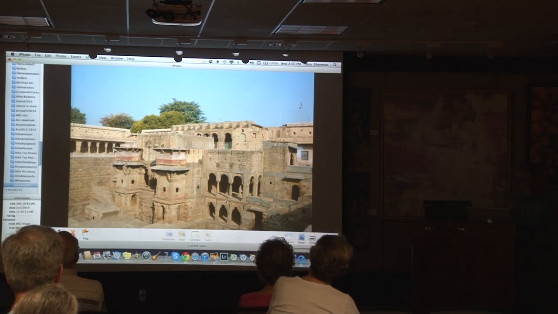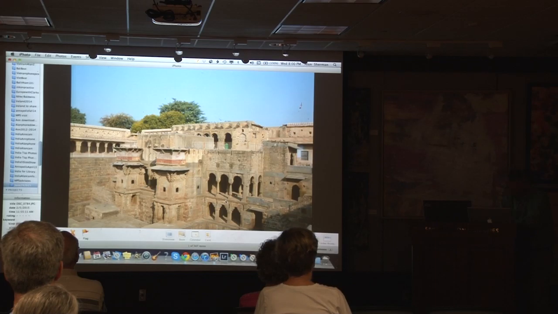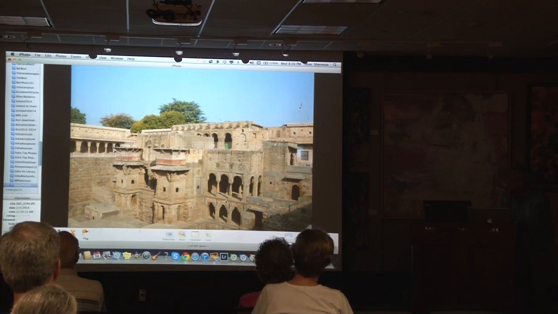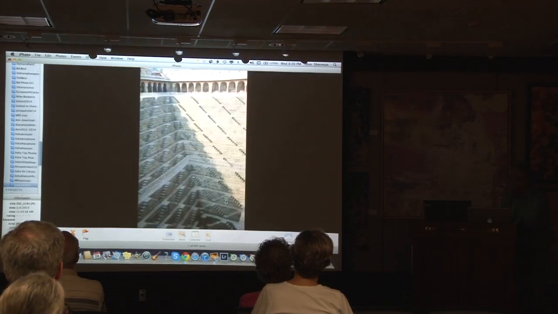Another place that was brand new to me was something called the Stepwell. I don't know how old this was. It's like 9th century. And it was a complex that included a well that filled up with water. People used it in their village.